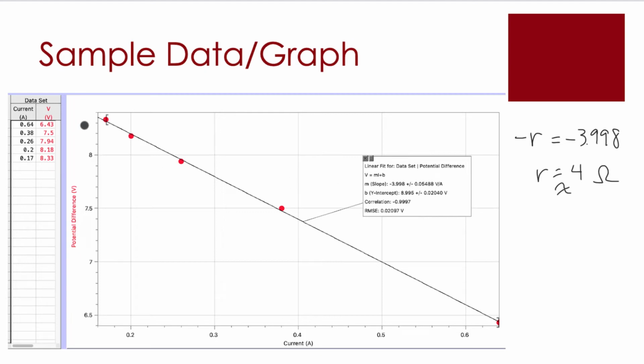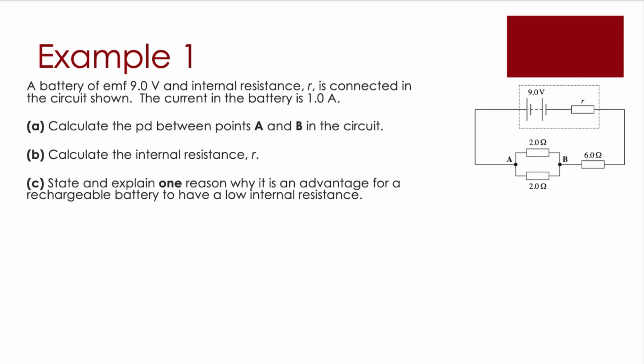The other thing is my y-intercept right here. If I take a look on my chart, it says that it was 8.995, and we had set that at 9 volts, so that all works out. So let's go through an example of how we can use this.